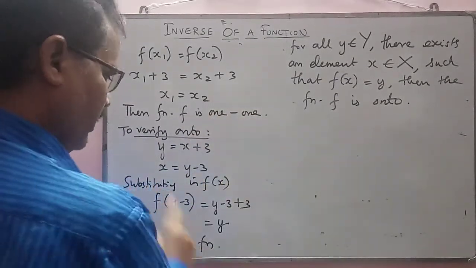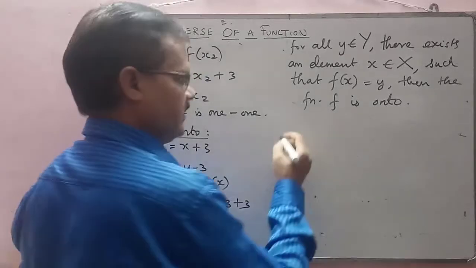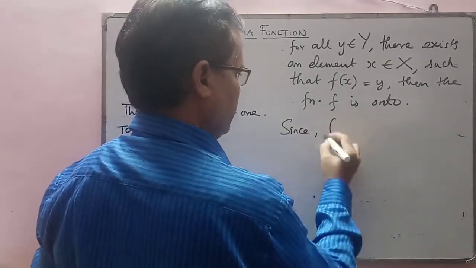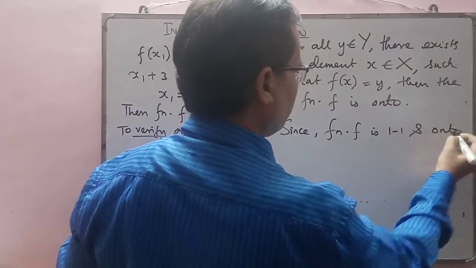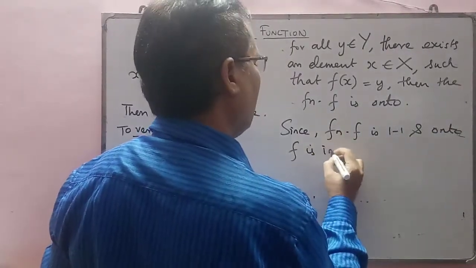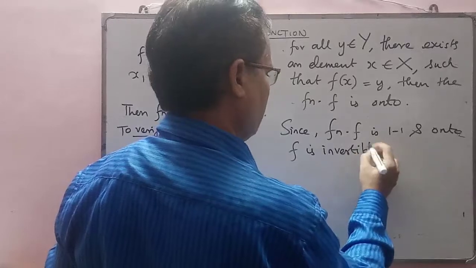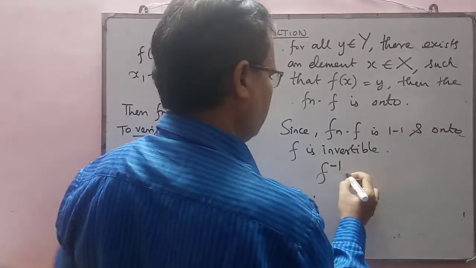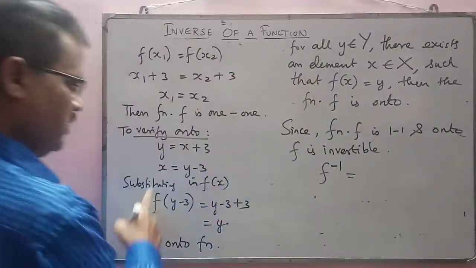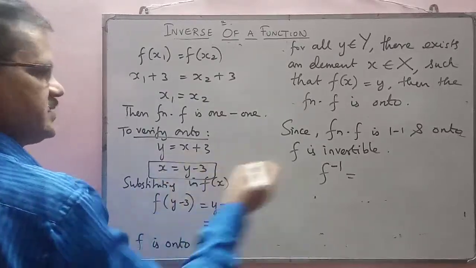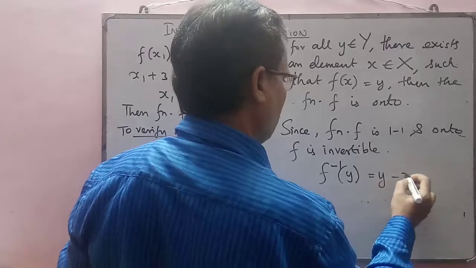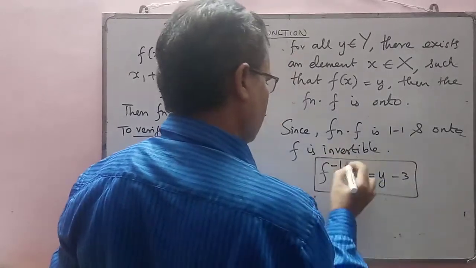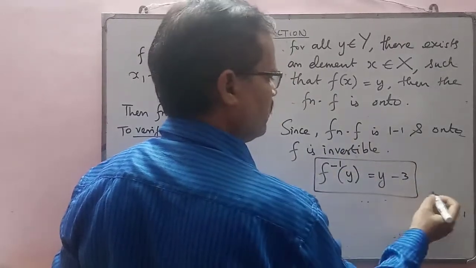So f is 1 to 1 and onto, therefore inverse exists. Since the function f is 1 to 1 and onto, f is invertible, or you can write inverse exists. F inverse is equal to the same x. What is x? Y minus 3. This is your inverse. So f inverse of y is equal to y minus 3. This is another method, children.